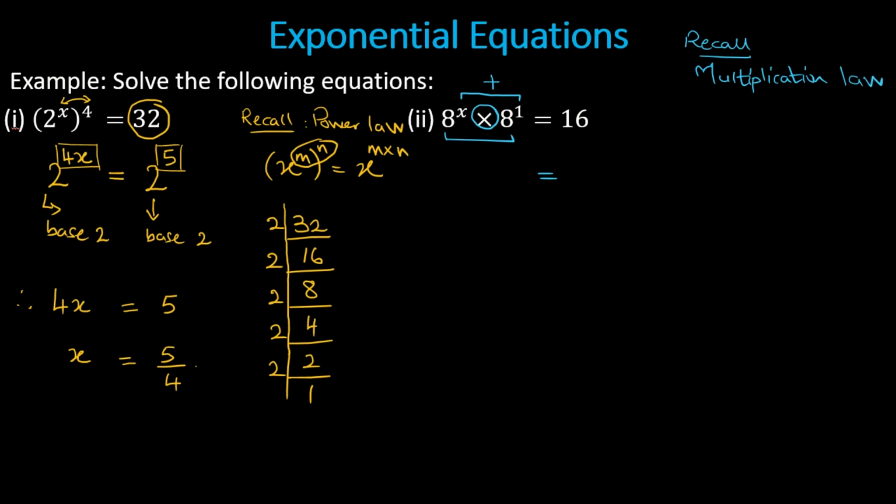Multiplication law, you remember? X power m times x power n is x power m plus n. So we are doing this here. 8 power x times 8 power 1 becomes 8 power x plus 1. And this is equal to 16.